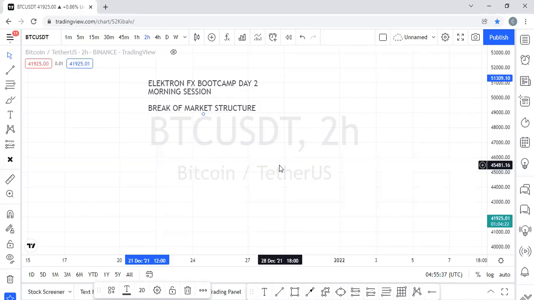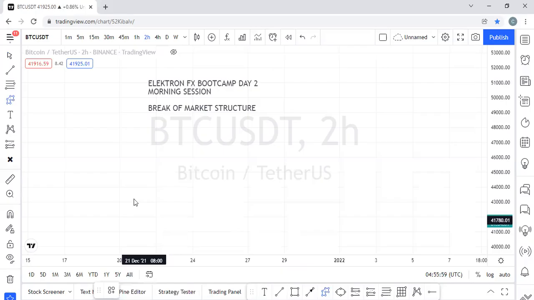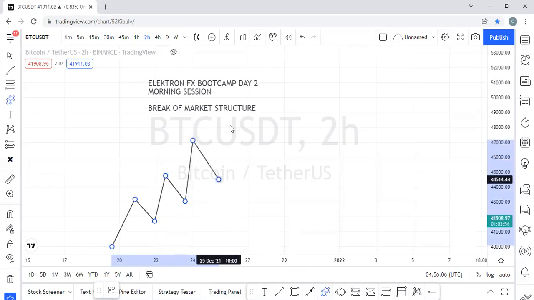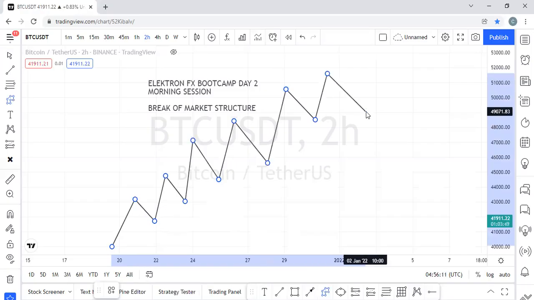All right, so let us head straight to the next topic, which is break of market structure. Now, this is a technical aspect of trading. No market trends forever, right? You should have this at the back of your mind, that there's no market that trends forever. That means a market cannot continue being in an uptrend forever. It's going to eventually break and change and become bearish.